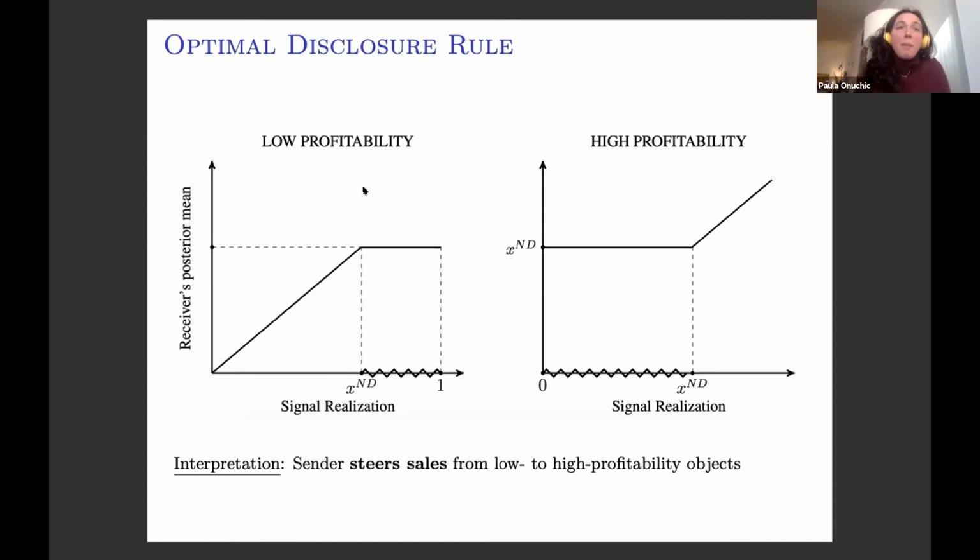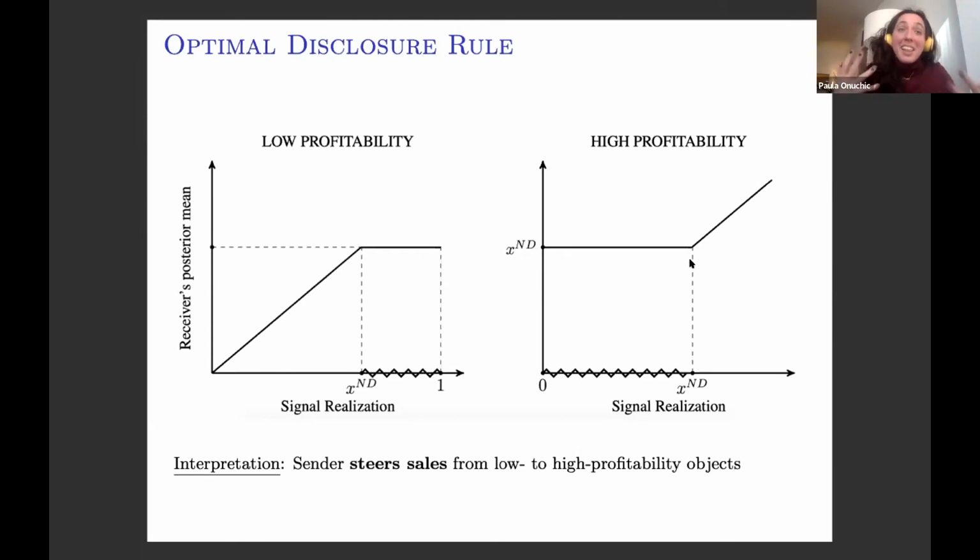What's happening here is that if I'm a very low profitability object and I get a bad signal realization, it gets revealed and the receiver exactly understands what the posterior mean is. So I have the 45-degree line. Whereas whenever I have a high profitability realization, I don't reveal that to the receiver and he thinks that the quality is X and D, so that's just flat. And for the high profitability object, it's the opposite. For the low, I think it's X and D, and for the high, it's the 45-degree line.